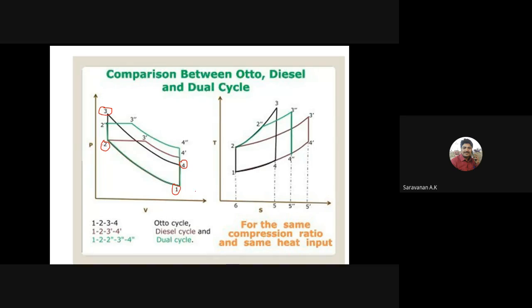It indicates both are constant volume cycles, so it is the Otto cycle, right? 1, 2, 3, 4. The corresponding TS diagram here is 1, 2, 3, and 4. It is the Otto cycle.